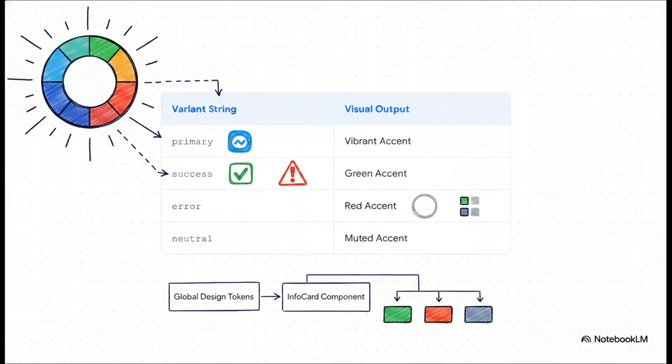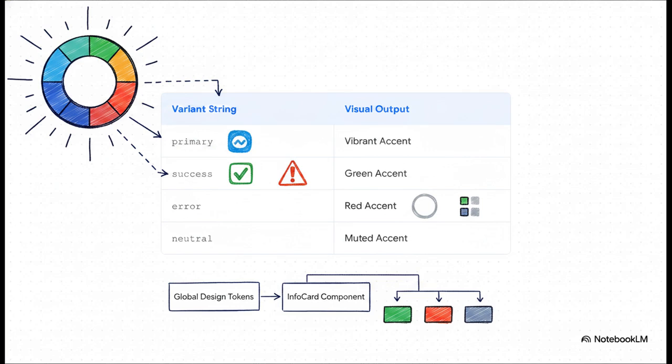The crucial takeaway here is how simply applying one of these predefined strings seamlessly integrates the card into your app's broader color theme. By setting the variant property to primary, success, error, or neutral, the underlying code just automatically resolves the correct background and icon colors. It actually grabs the exact hex codes right from your app's global design tokens. That means your info cards are always going to perfectly match your app's unique color palette, all without you having to manually code individual color values for every single card.